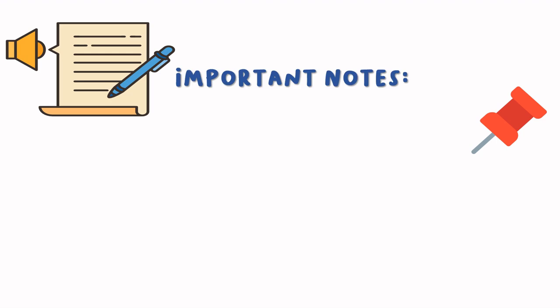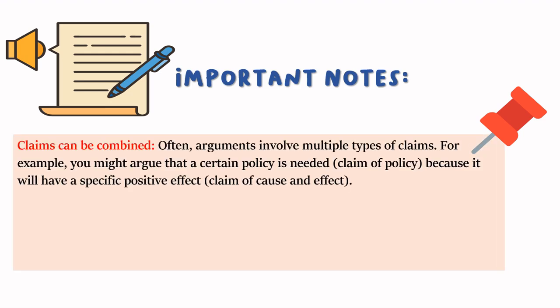Here are the important notes. Claims can be combined. Often, arguments involve multiple types of claims. For example, you might argue that a certain policy is needed, a claim of policy, because it will have a specific positive effect, a claim of cause and effect.